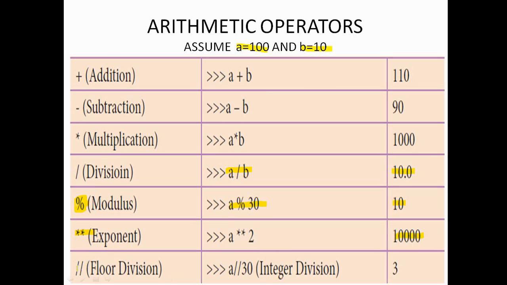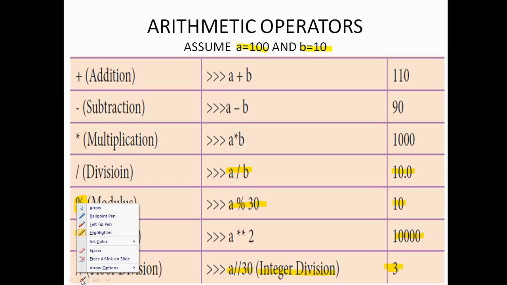And the last one is floor division. Two slash symbols you will be using for floor division, which is nothing but integer division. 100 divided by 30. That is floor division. If you use the double slash, you will get the integer part as the answer. So these are the arithmetic operators you have.